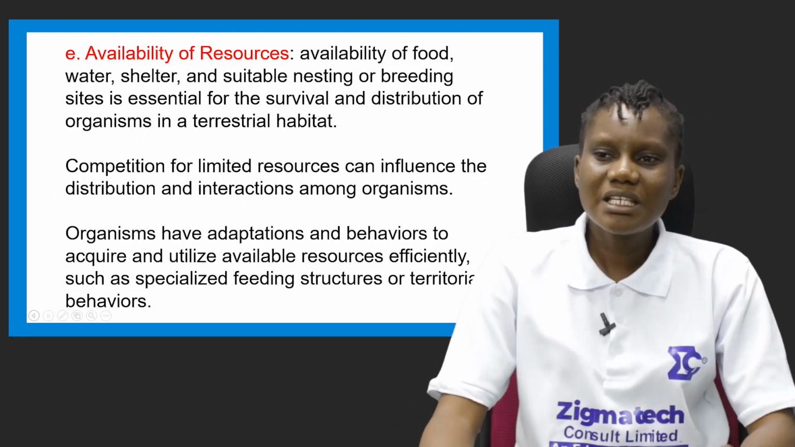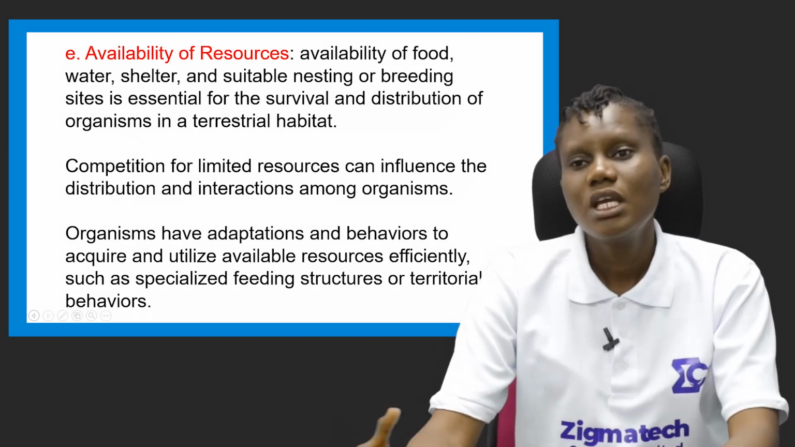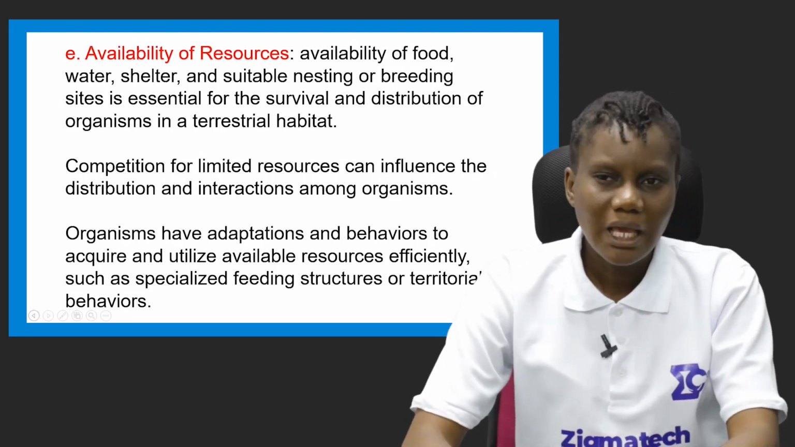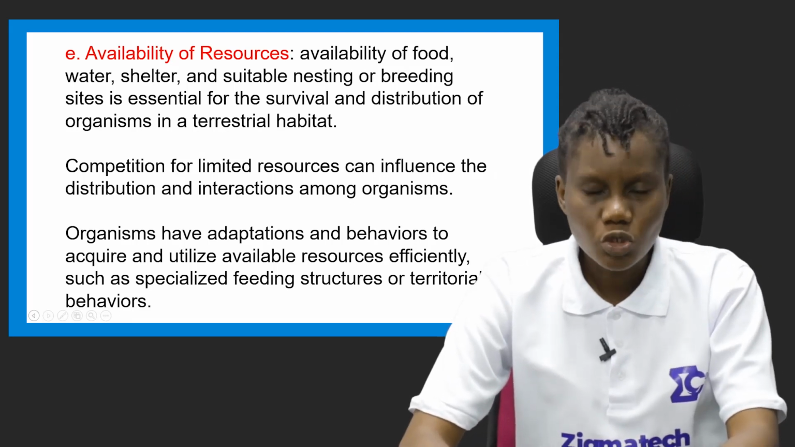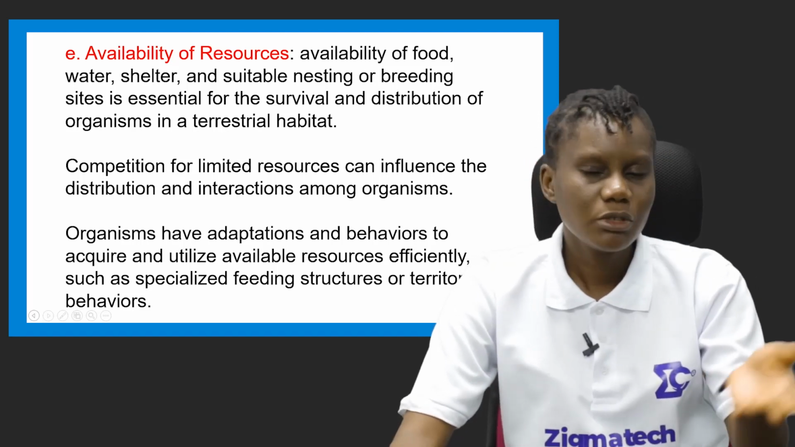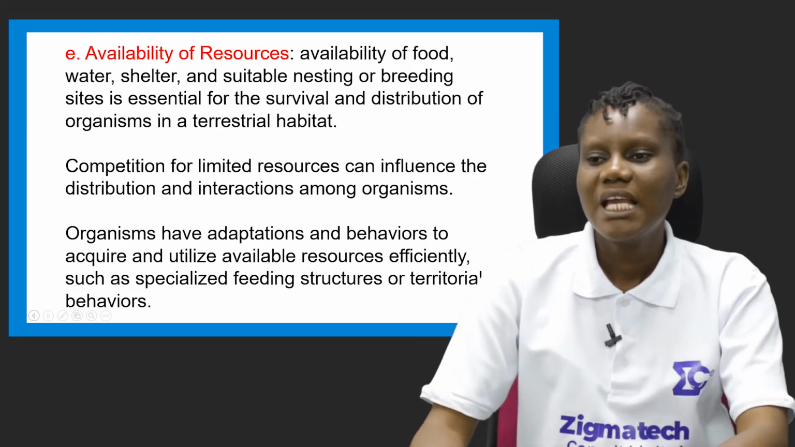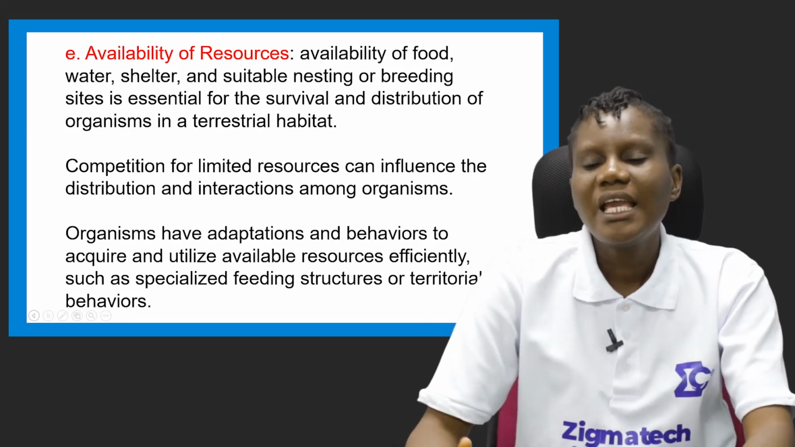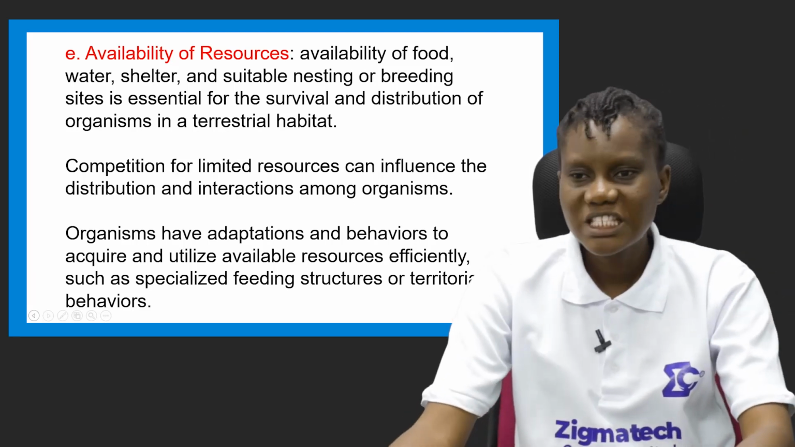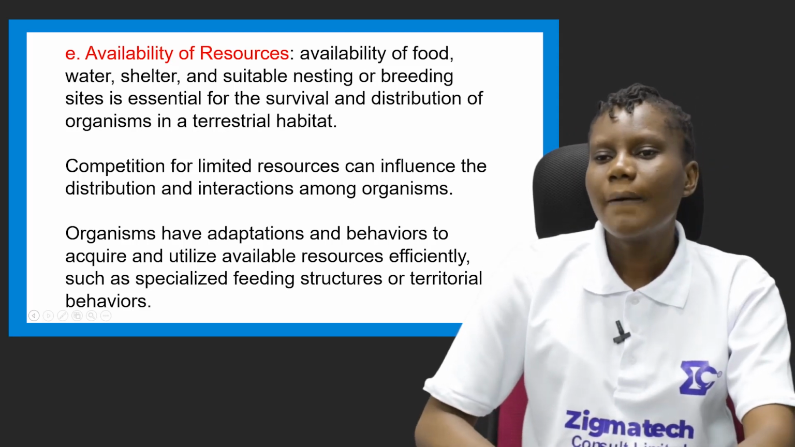If there are limited resources available, limited food for organisms in such habitats, limited water, limited shelter, it is going to lead to competition. In the process, some organisms will be lost, and maybe new ones will come into place. So organisms have adaptations and behaviors to acquire and utilize available resources efficiently, such as specialized feeding structures or territorial behaviors.